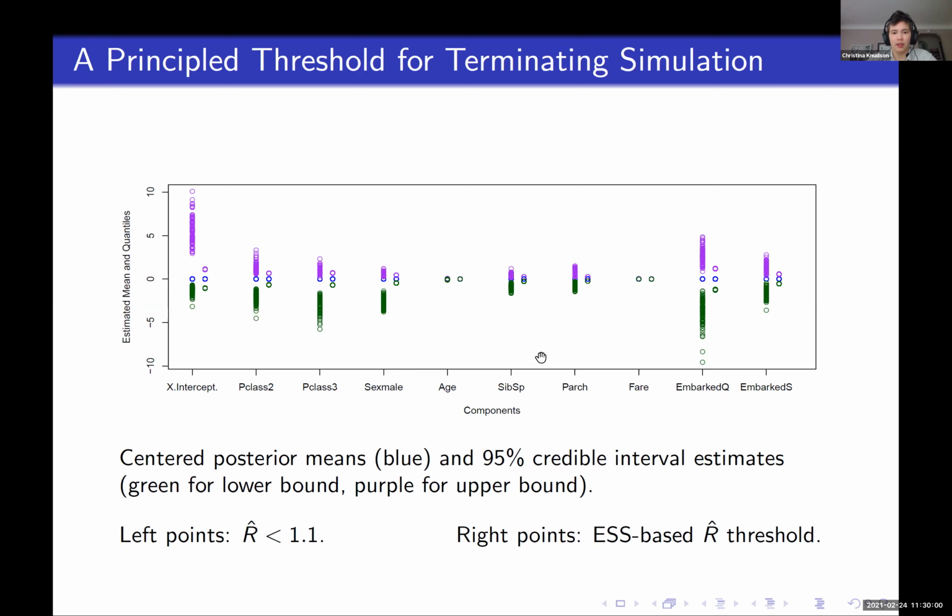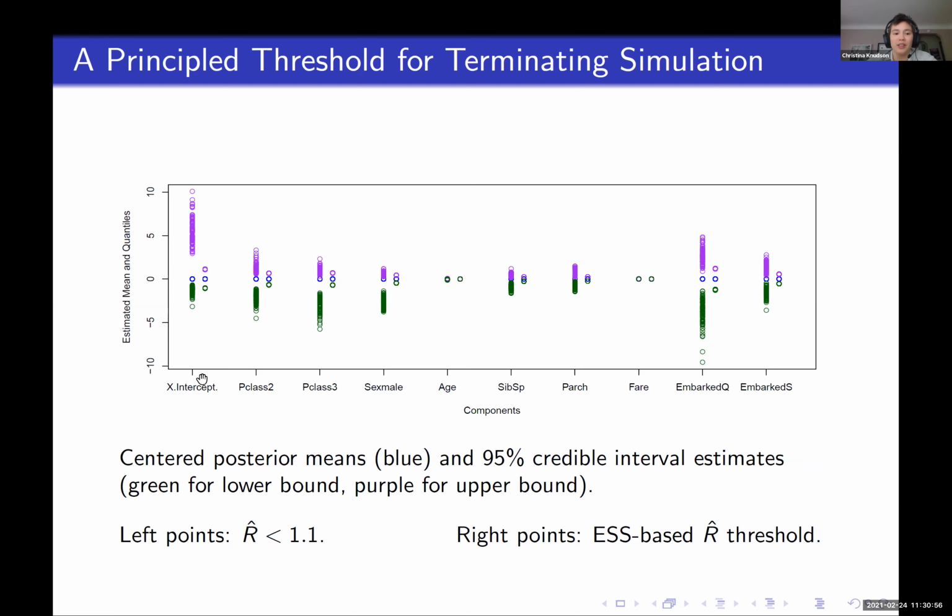Okay, so here are the results. Down on the x-axis, we have the different components. So the first component is the intercept. Then we have the second class passenger coefficient. We have the coefficient on the third class passengers. We have the coefficient for male. We have the coefficient on age, the coefficient on the number of siblings and spouses aboard. We have the coefficient on the, I can't remember what that means, parents and children. And then the coefficient for the fare that they paid, the coefficient if they embarked on Queenstown, and the other embarkation point.